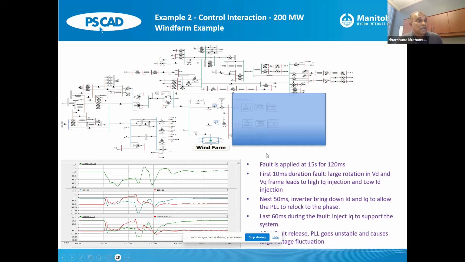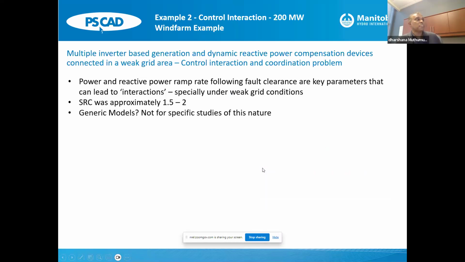And I want to also highlight these type of very specific issues cannot also be studied using generic models. Because if you give me a generic model, I can tune that generic model to show that there are no issues, or I can tune it to show issues. So there are certain situations where you have to really depend on or use EMT simulations, but also very specific vendor provided models.